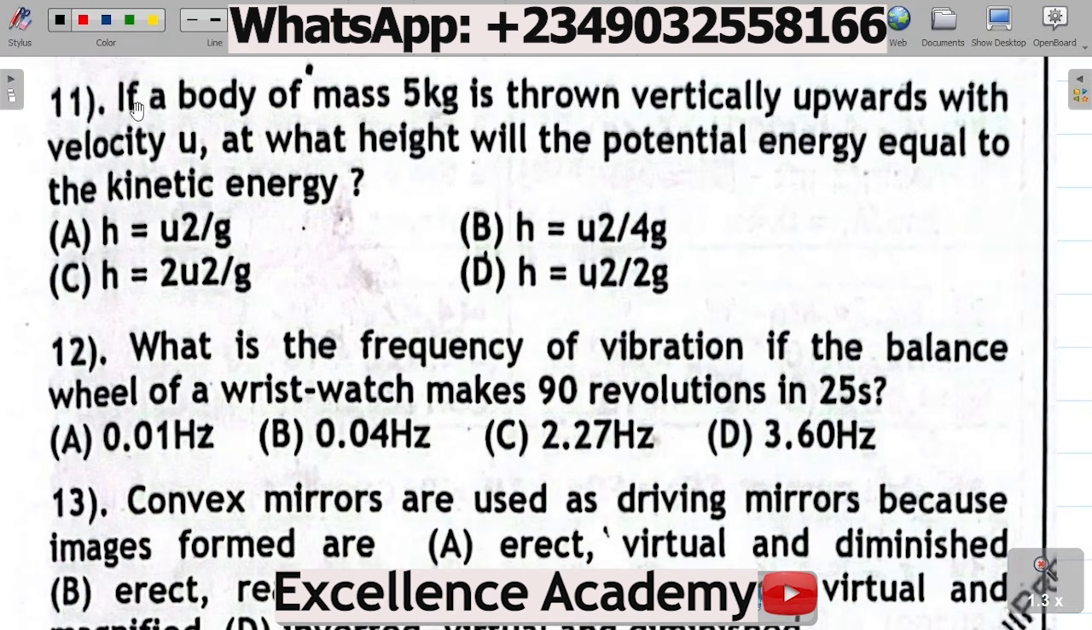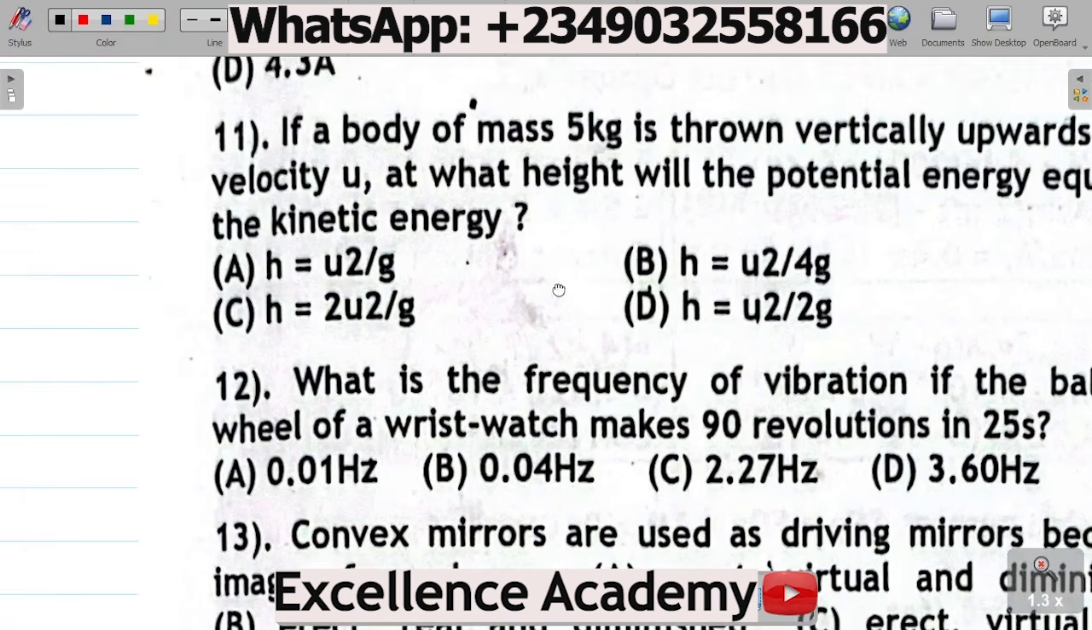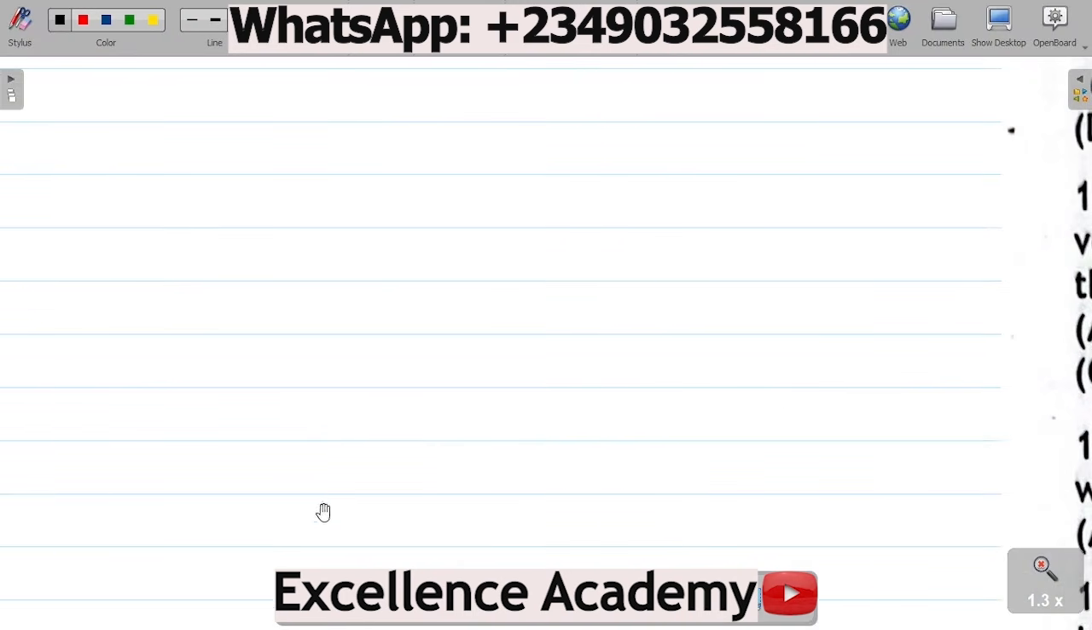Question 11 says, if a body of mass 5 kilograms is thrown vertically upwards with velocity u, at what height will the potential energy equal the kinetic energy? You have option A, option B, option C, and option D. So how do we solve question number 11?